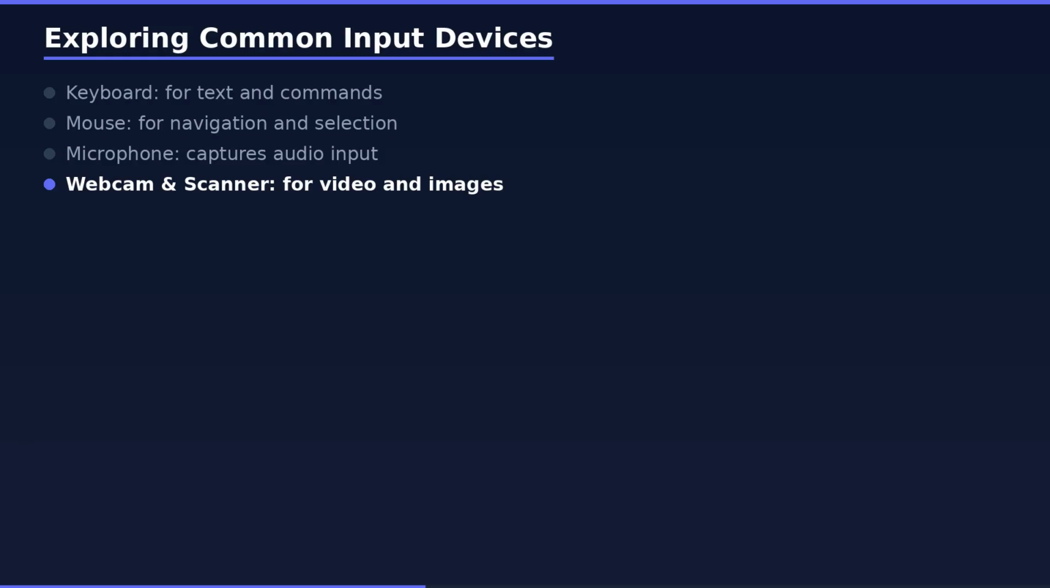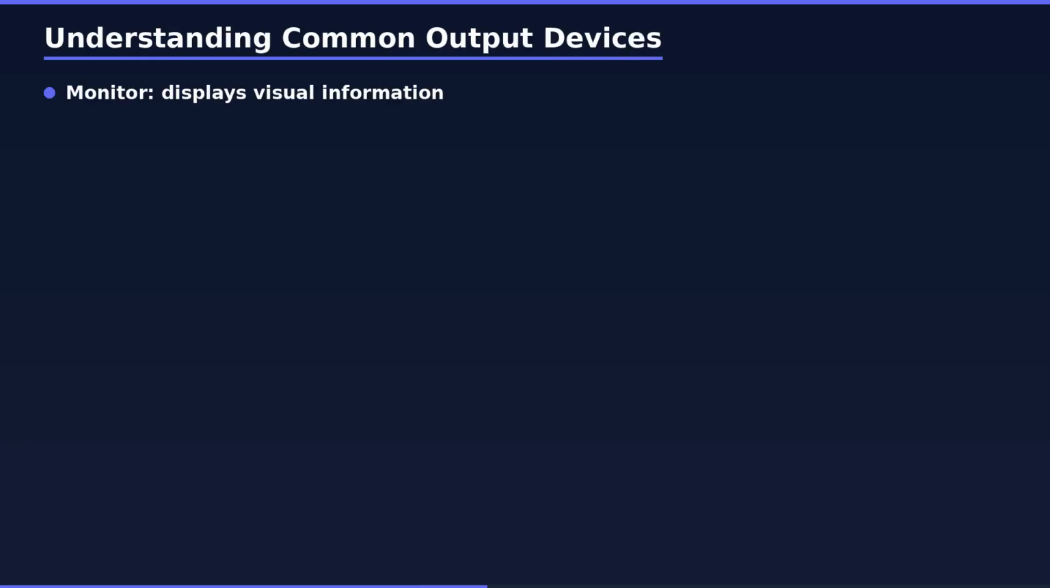When you need a physical copy of a report, your printer takes that digital file and outputs a tangible, hard copy. And if you're enjoying music, listening to a podcast, or hearing game sounds, your speakers are taking digital audio data and outputting them as audible sound waves. Other examples include headphones for private listening, projectors for large displays, and even vibration motors in game controllers. All these devices serve as the computer's voice and vision, communicating its computations and results back to us in a comprehensible format.